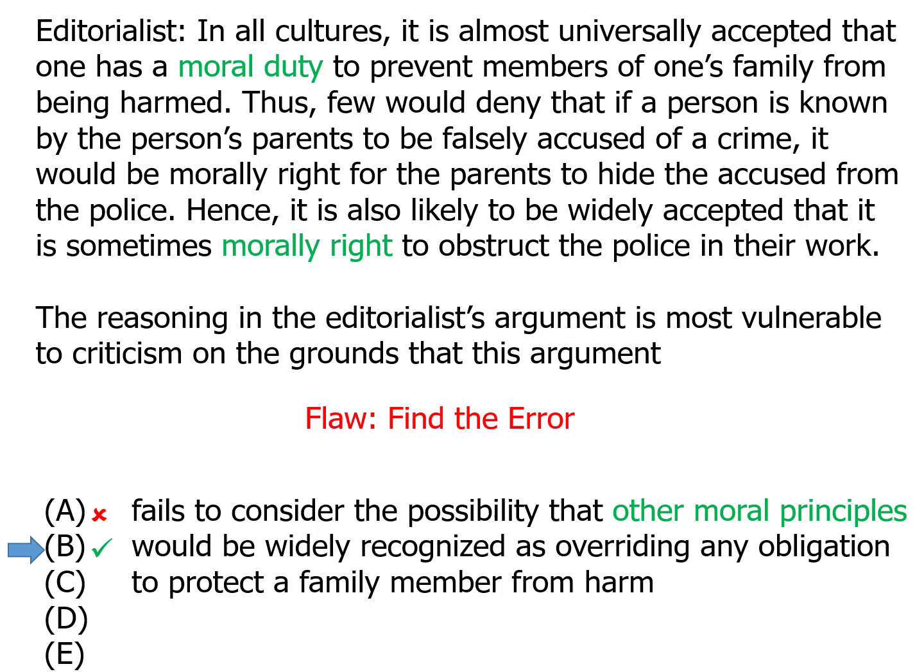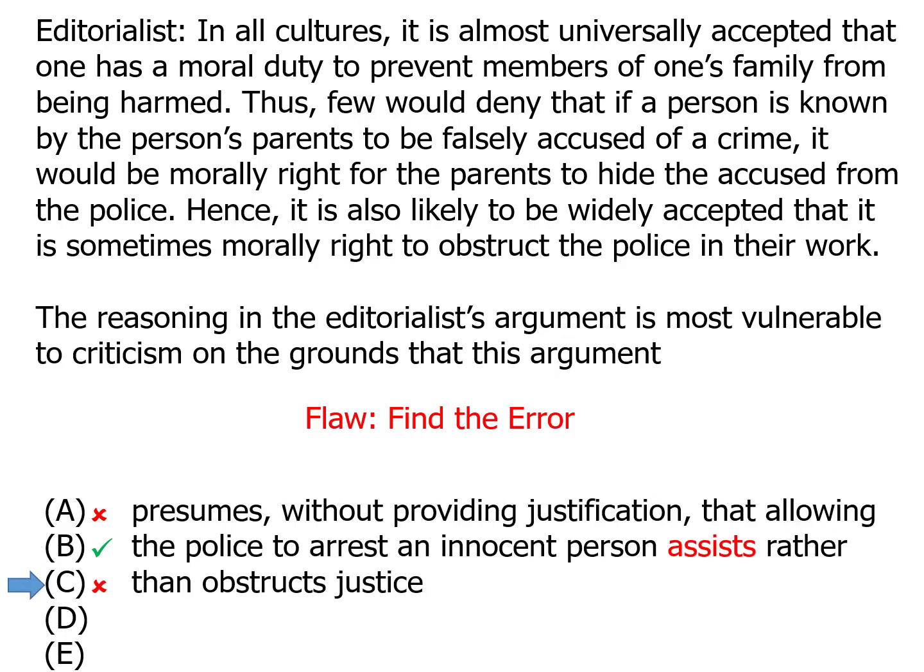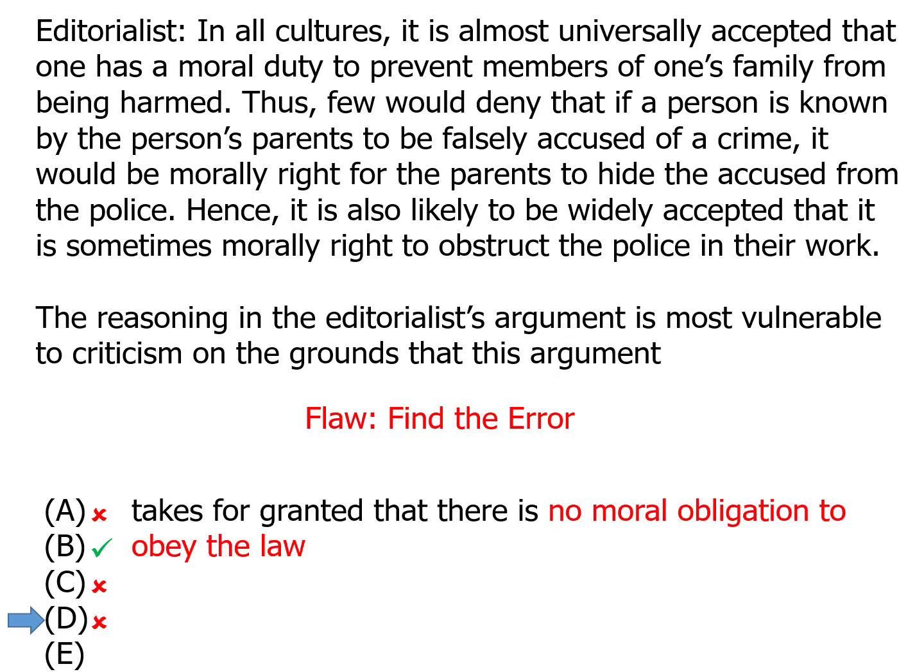So just a courtesy glance to the other answers to see why they're wrong. Answer choice C is wrong for a couple of reasons. The easiest one is that it's talking about assisting justice, whereas the argument is about obstructing it. But it's just a bad answer choice overall. The argument doesn't require believing that arresting innocent people is good for justice. Answer choice D. Now this one is wrong because the argument doesn't require assuming that there is no moral obligation to obey the law, just that your obligation to your family overrides that obligation. There can still be an obligation. The argument only requires assuming that one obligation overrides the other.